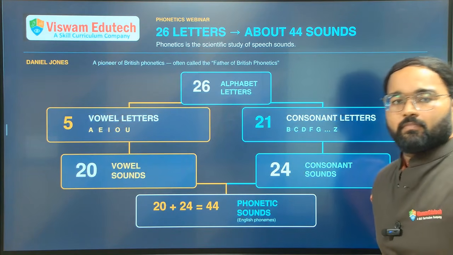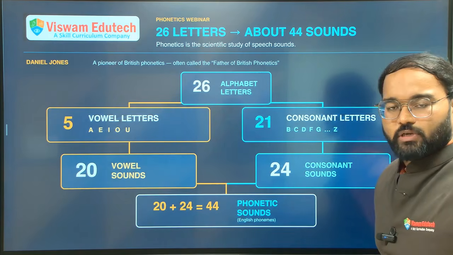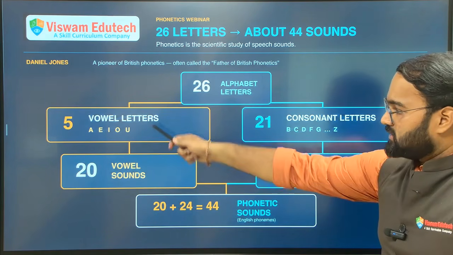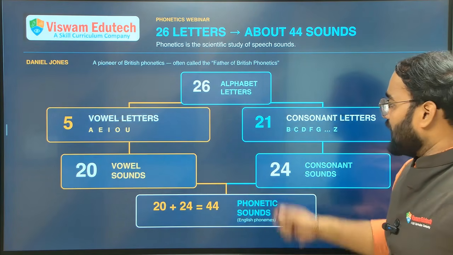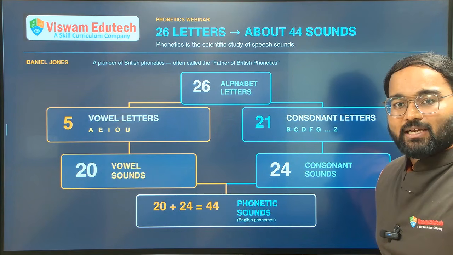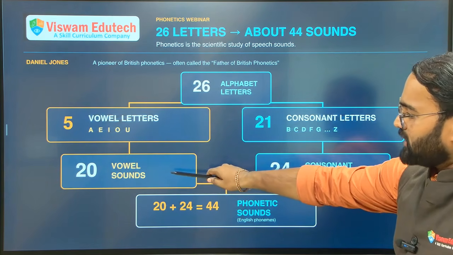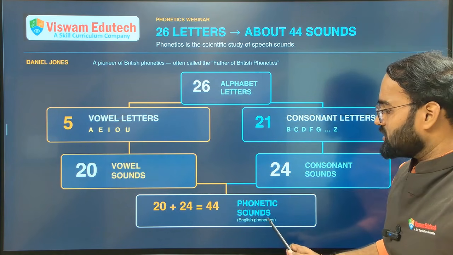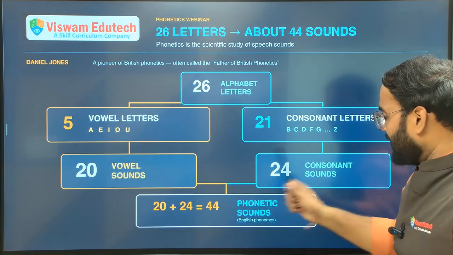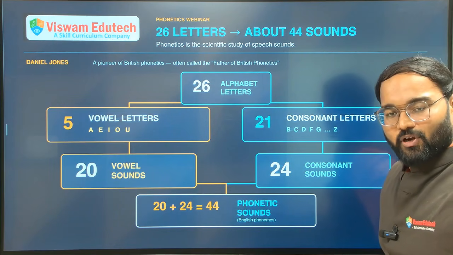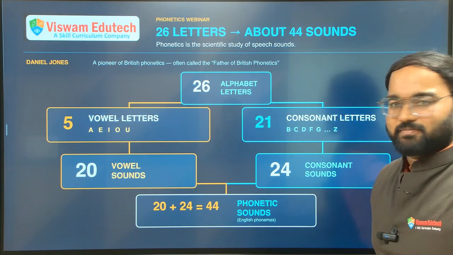Here we have 5 vowels and 21 consonants, right? These 5 vowels make 20 sounds, and the 21 consonants make 24 sounds. So 20 sounds among the 44 sounds were derived from vowels, and the remaining 24 phonetical sounds were derived from consonants.